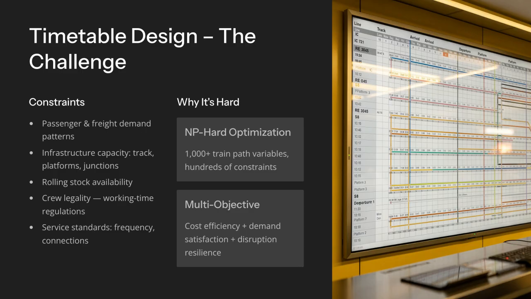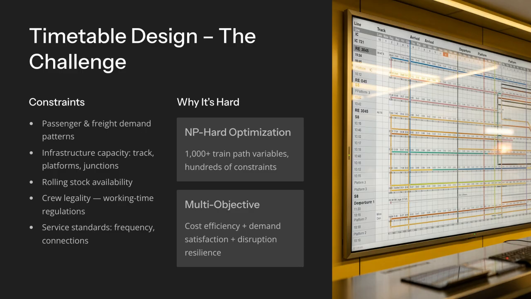Here's the problem in concrete terms. You've got passenger and freight demand to satisfy. Say 2,000 passengers want to travel from London to Manchester between 8 and 9 in the morning. You've got infrastructure capacity to respect: one mainline track capacity of 24 trains per hour. You've got rolling stock availability, 10 trains available for this route, each needing 2 hours for a full round trip. You've got crew legality constraints. A crew member can work a maximum of 10 hours per day. And you've got service standards to meet, hourly frequency on major routes, for example.